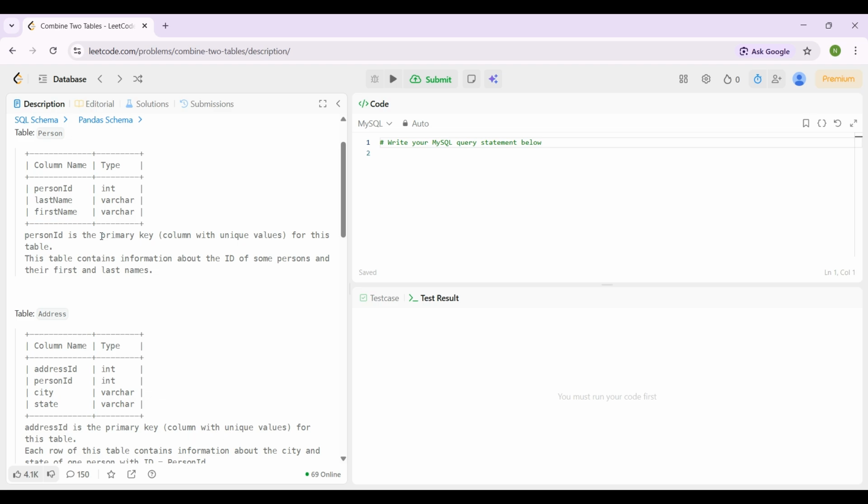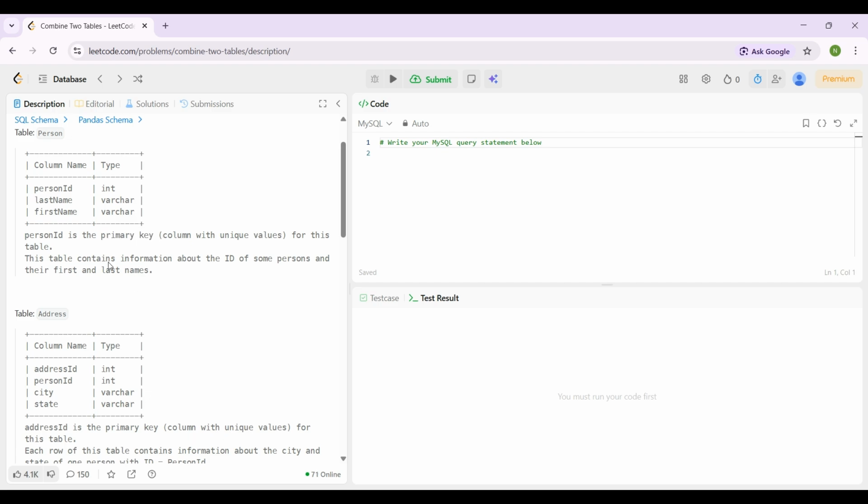But primary key does not allow null values. There is another key known as unique key. Unique key means it must be unique. Primary key also must be unique. But primary key does not allow null values and unique key allows null values. That is the major difference between primary key and unique key.